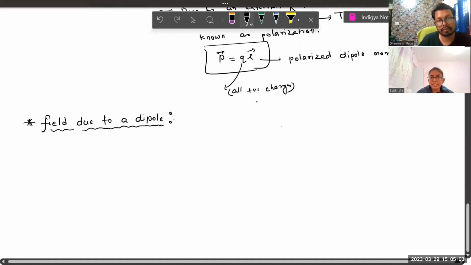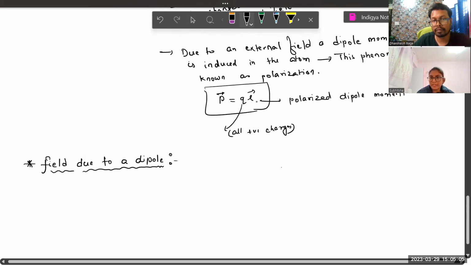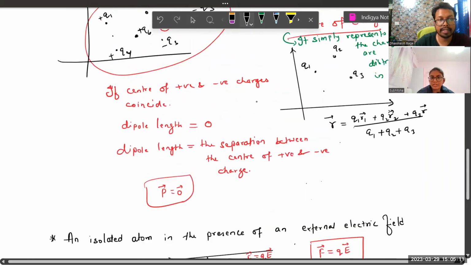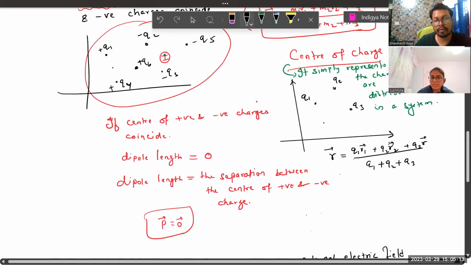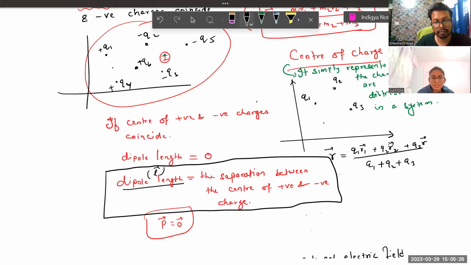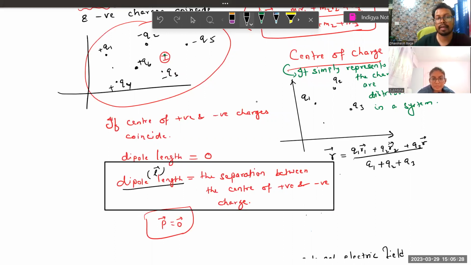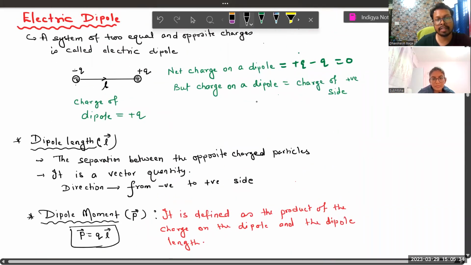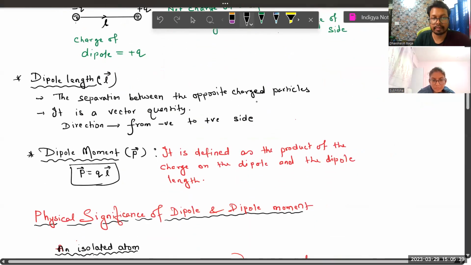So the L vector refers to the length, the separation between positive and negative charges. Once again, if you're confused: in the case of an atom, what is the dipole length? The L vector is the separation between the center of positive and negative charges, right? In reality, this is how we define it. Dipole length is simply the separation between the opposite charges. That's it.